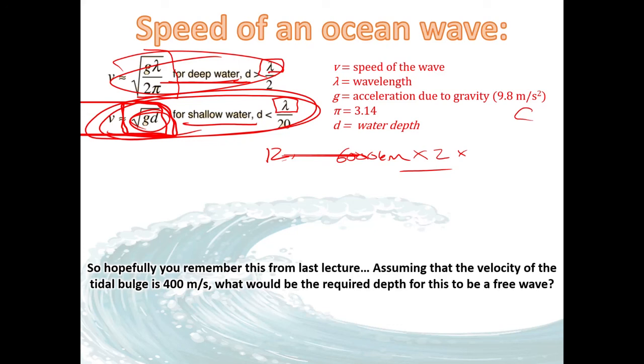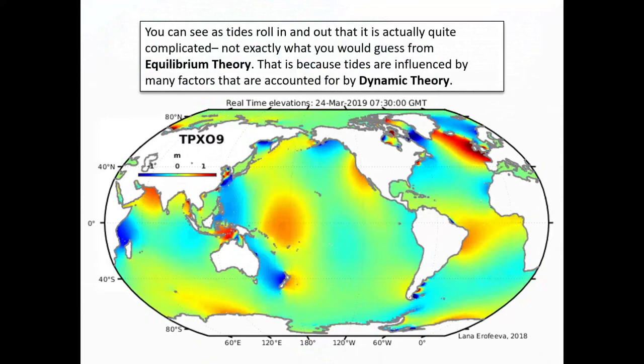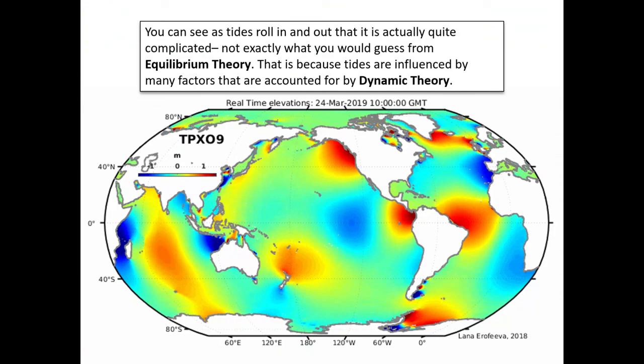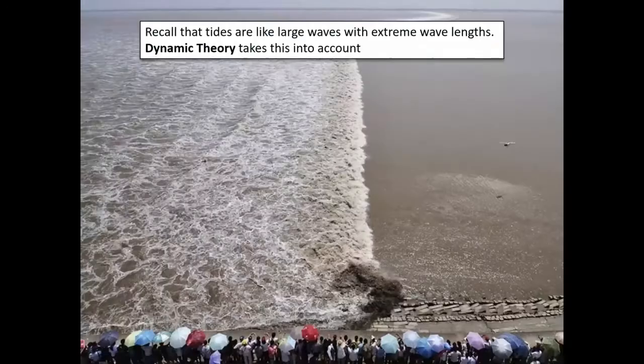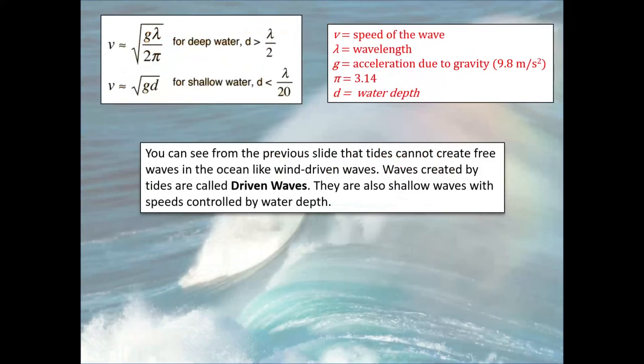Okay, so this is my point. There's going to be a time difference between the location of the tidal bulge and the forces, kind of a delay, because the tidal bulge can't move as fast as it wants through our relatively shallow oceans. So that's one factor that helps explain why we get these strange patterns to how tides rise and fall across the globe. That's one part of dynamic theory.